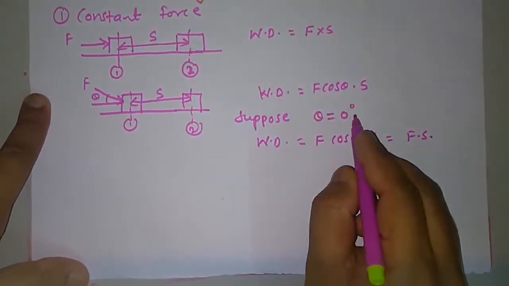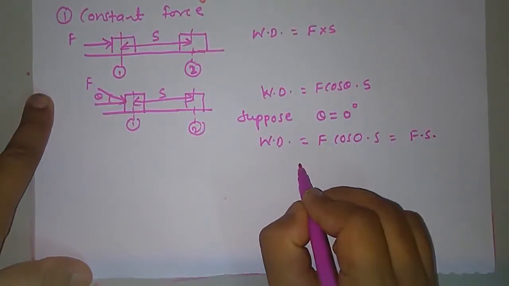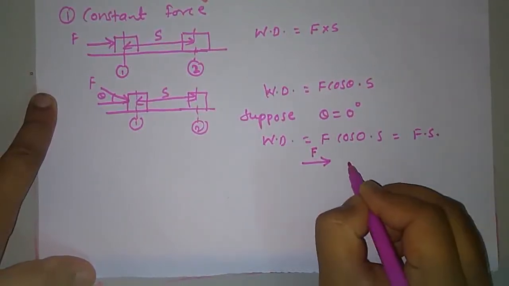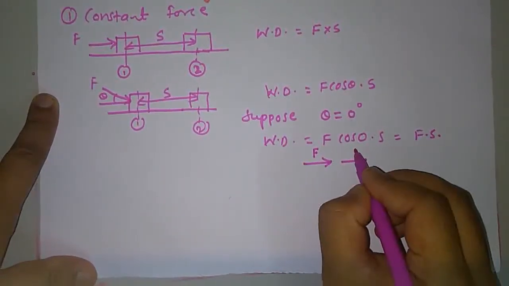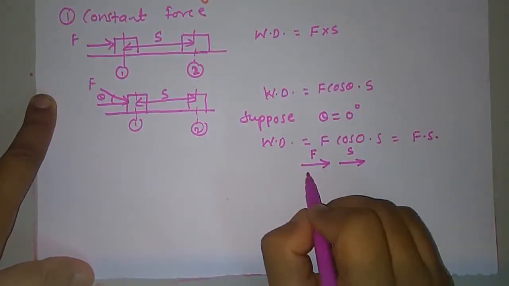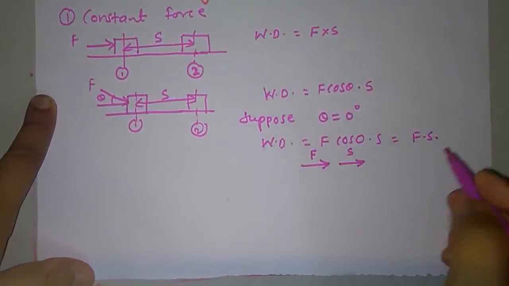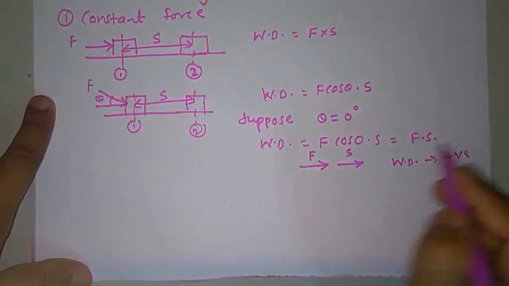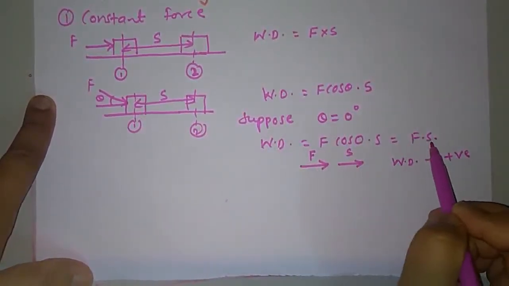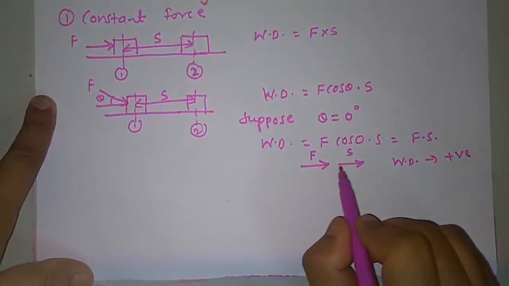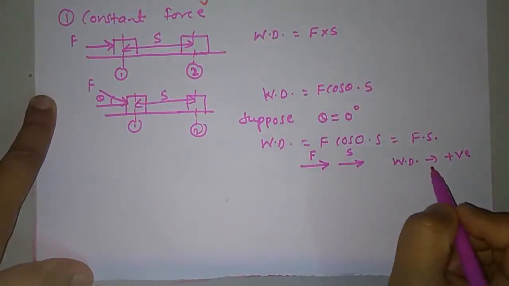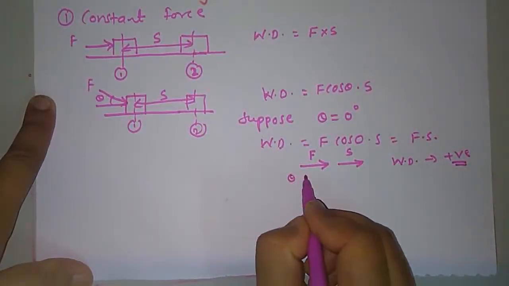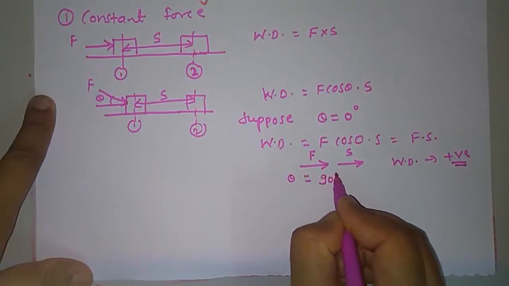So what this says, theta is equal to 0 degree means the force is horizontal. If the force is horizontal and the displacement is also horizontal and in the same direction, then work done is positive. When theta is equal to 0, work done is F into S. If force and displacement are in the same direction, then work done is positive. Remember that.